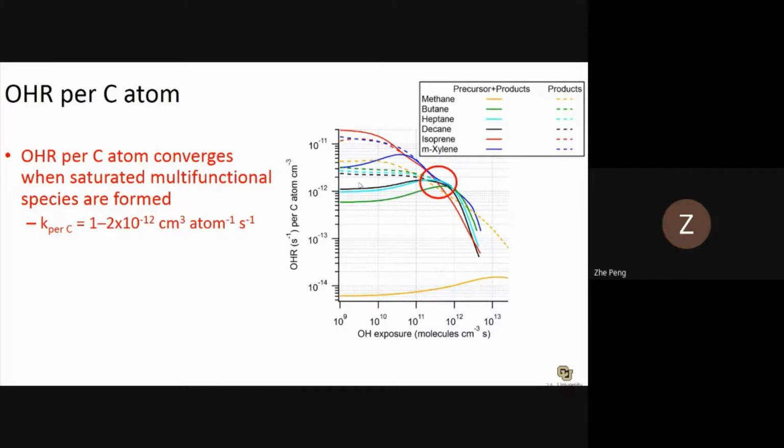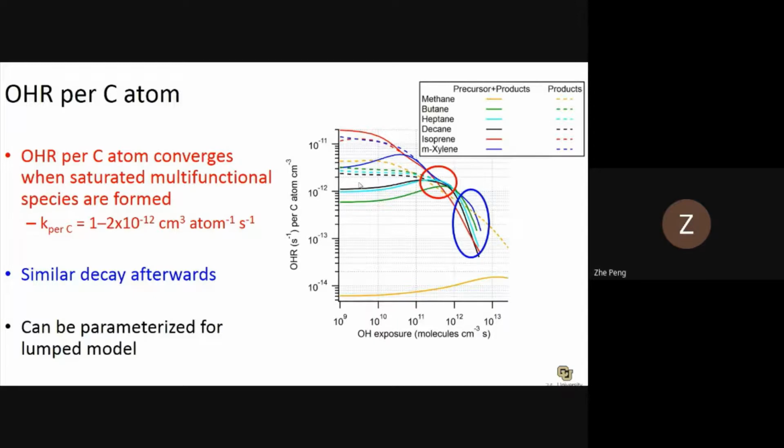OHR per C atom, or we can say the rate coefficient with OH per C atom, is about 1 to 2 times 10 to the minus 12 cubic centimeter per atom per second. This is a typical average of carbon atoms in CH2 groups and in oxygenated groups. And after this convergence, OHR per C atom for all precursors follows a similar decay. And we know OHR per C atom for the precursors, so we can make parameterizations for the whole evolution for lumped models.